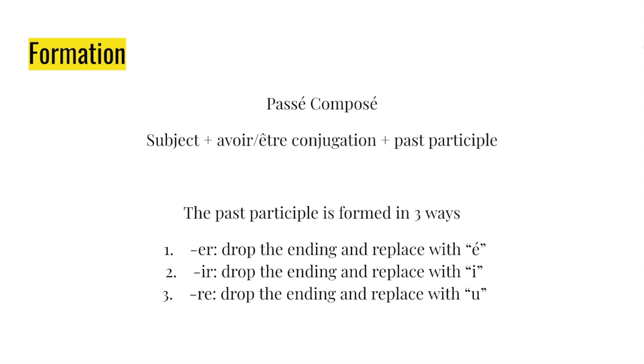The passé composé is formed with a subject, then avoir or être, which is the auxiliary, conjugated to the subject, then a past participle, which doesn't change. So the past participle is formed in 3 ways. If it's an ER verb, you drop the ending, so you drop the ER, and replace it with an É, e accent aigu. If it's an IR verb, drop the ending and replace it with just an I. With an RE verb, you drop the ending and replace it with a U. An example of a past participle for each would be mangé for manger, fini for finir, and vendu for vendre.